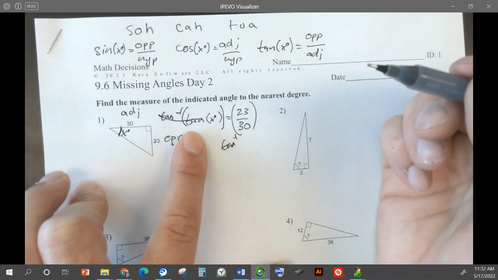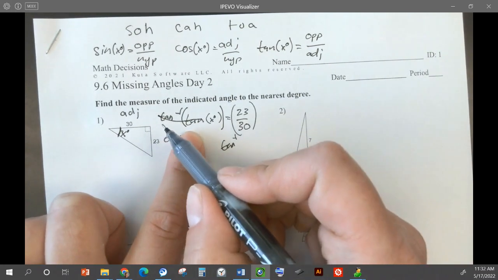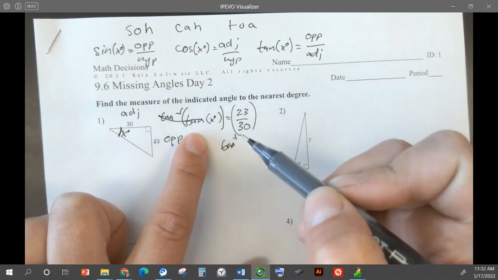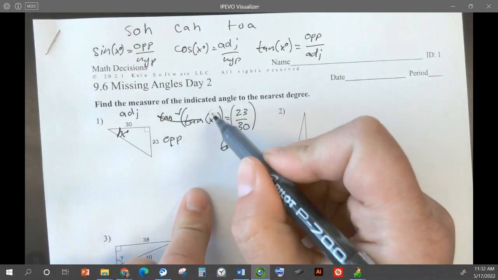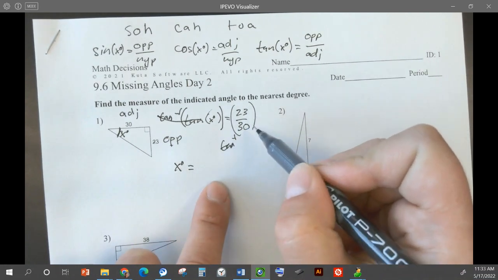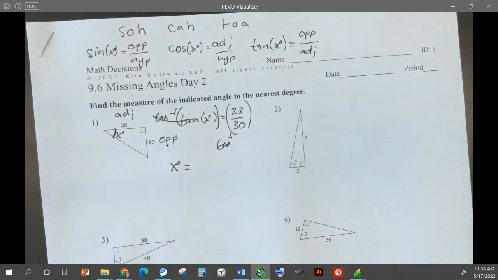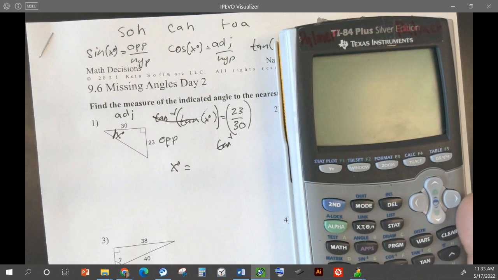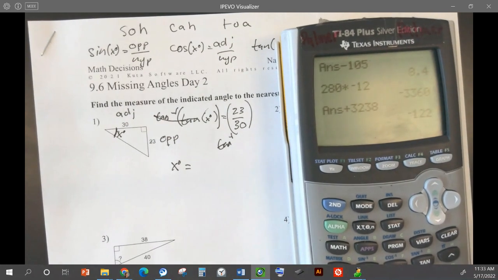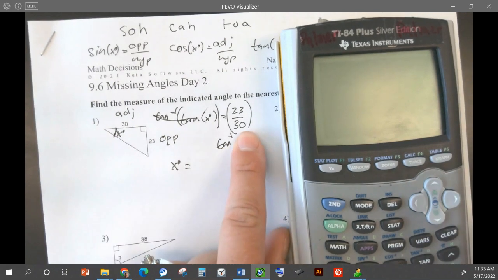I always imagine that it's killing it, but that's probably not appropriate for math. So tangent inverse cancels tangent. So then we just have x over here, and then we have tangent inverse of this fraction. So we just type that in our calculator. I have a different calculator up here, so I'm just going to use that, but we can use whatever calculator. So we need tangent inverse of this fraction.